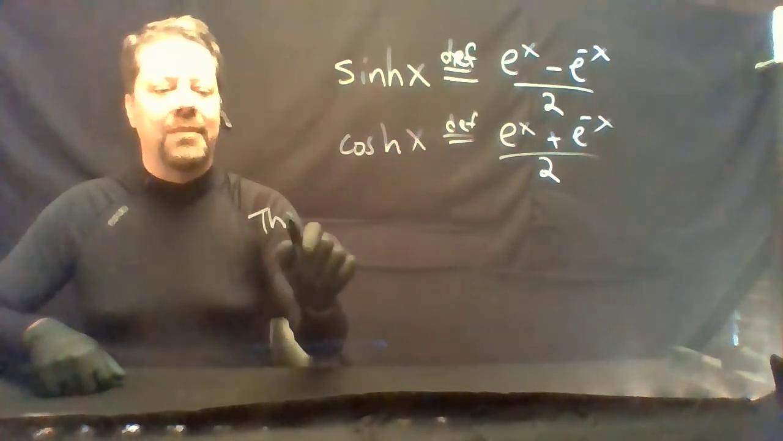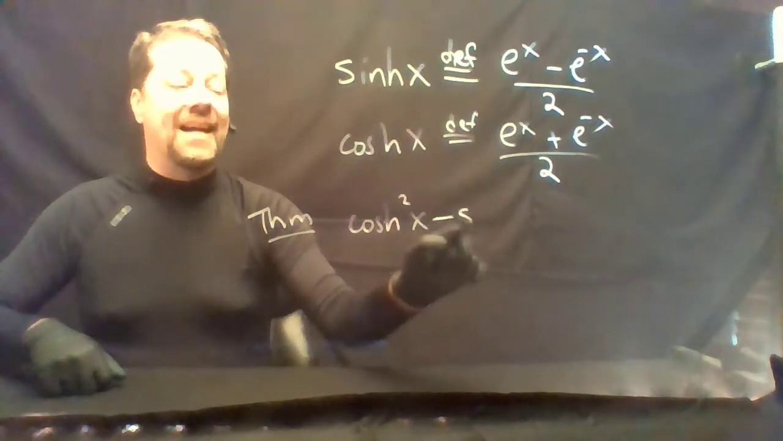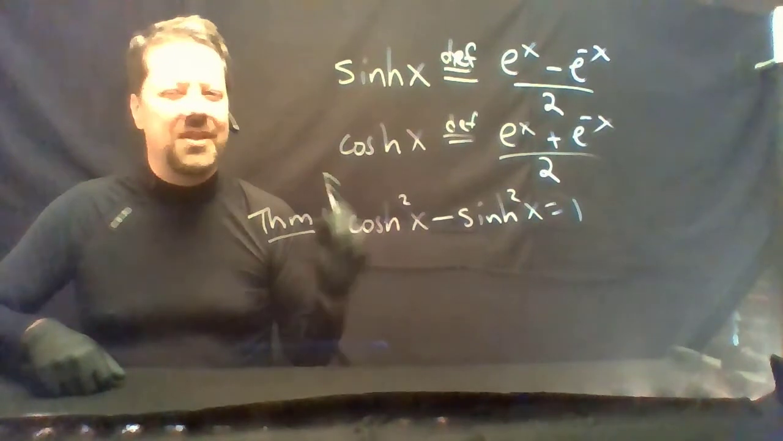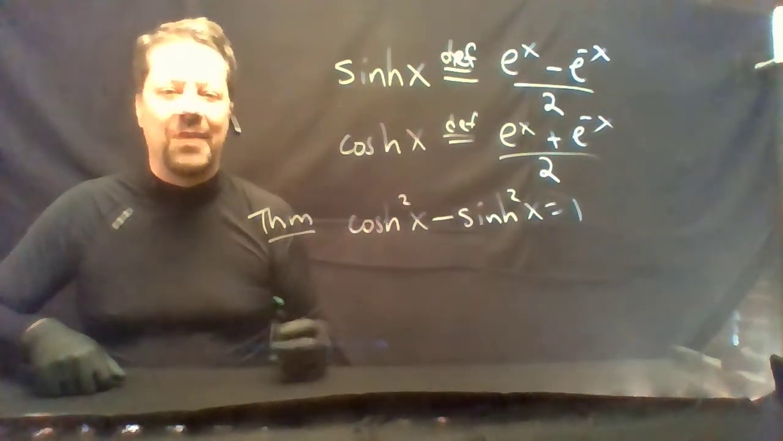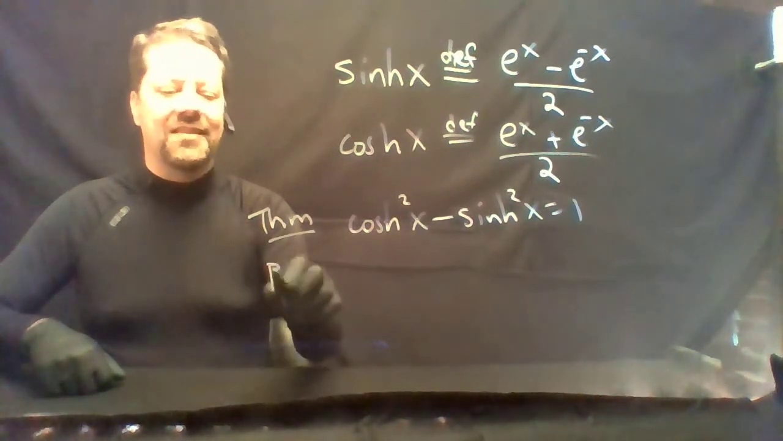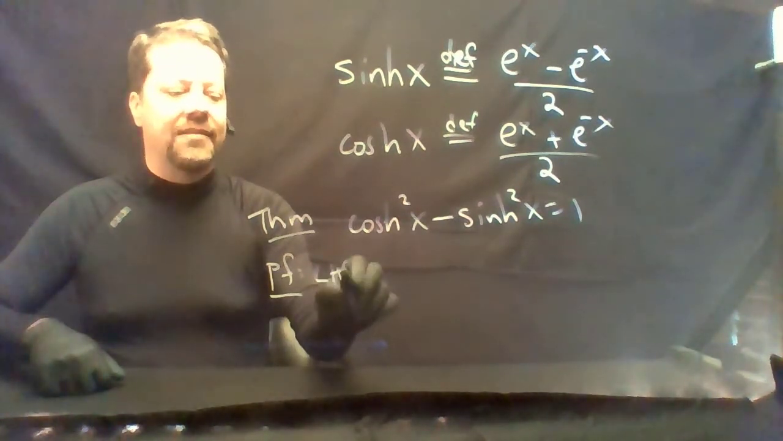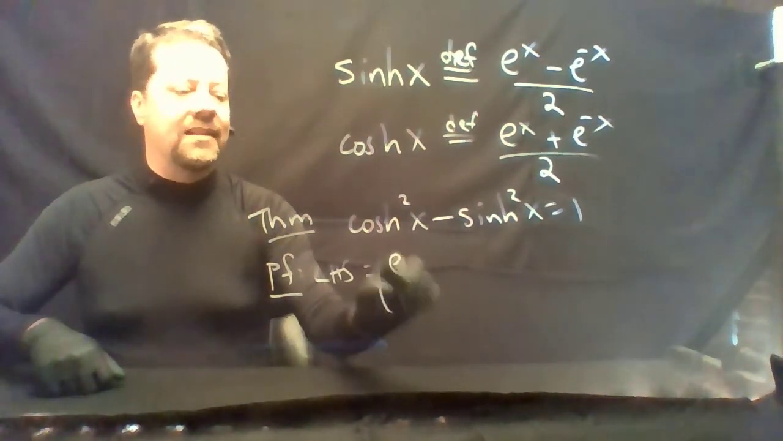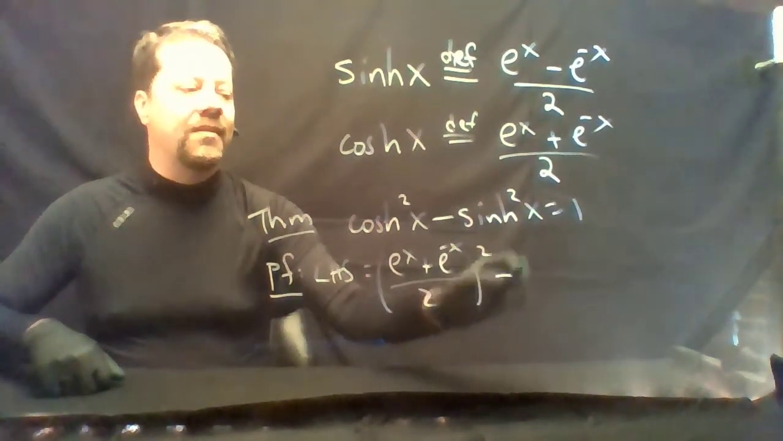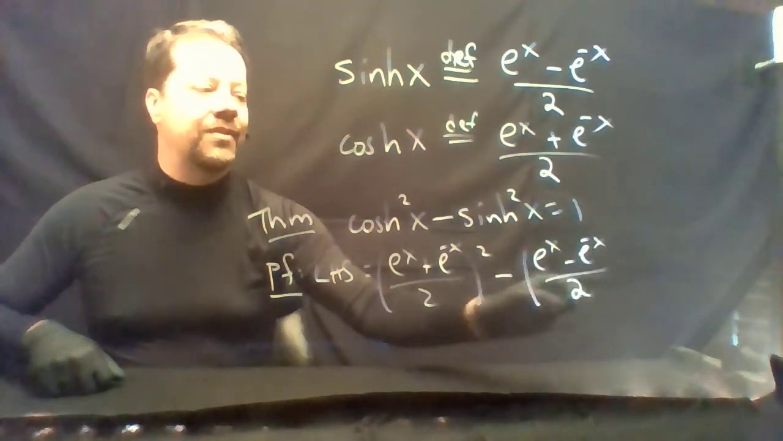Also, we have a little bit of a theorem. Cosh squared x minus sinh squared x equals 1. Things are always just a wee bit off for these hyperbolic trig functions compared to the circular functions. Let's prove this. We'll take hyperbolic cosine, this left-hand side, and square it. That's e to the x plus e to the minus x over 2 quantity squared, minus e to the x minus e to the minus x over 2 quantity squared.